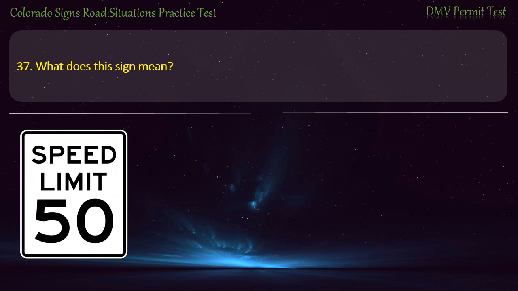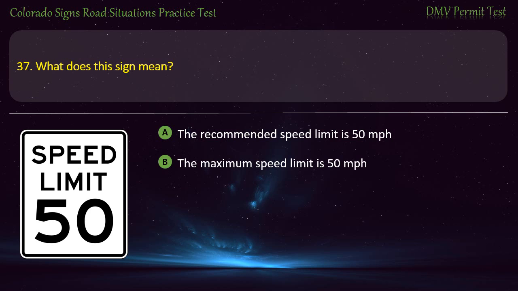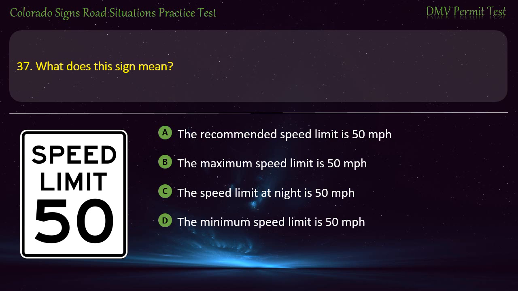Question 37. What does this sign mean? The recommended speed limit is 50 miles per hour. The maximum speed limit is 50 miles per hour. The speed limit at night is 50 miles per hour. The minimum speed limit is 50 miles per hour. Answer. The maximum speed limit is 50 miles per hour.